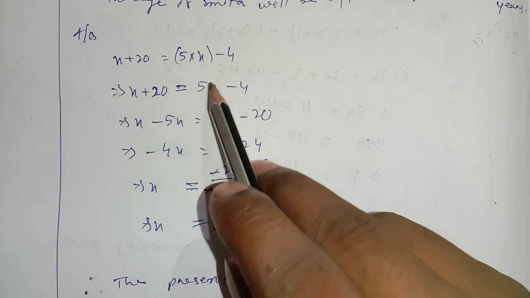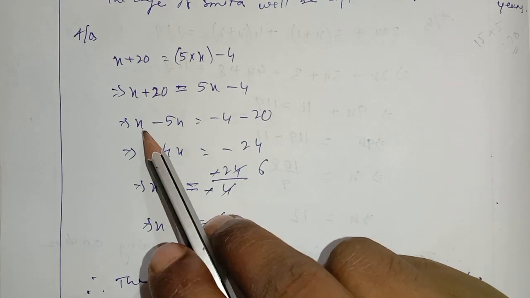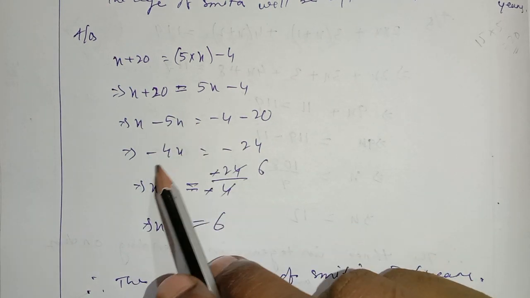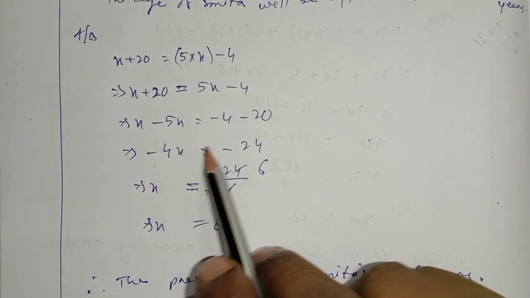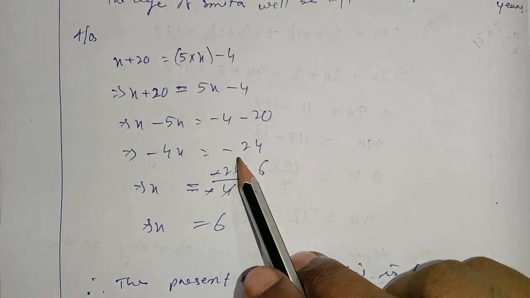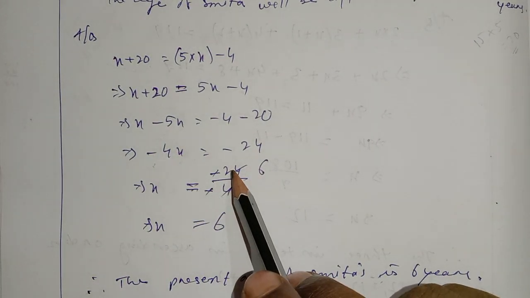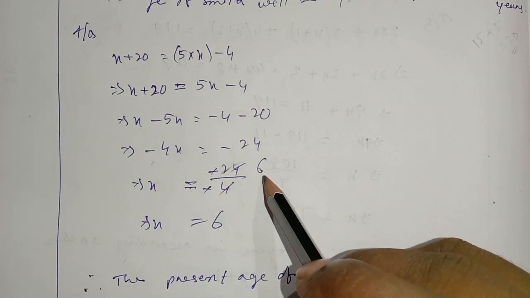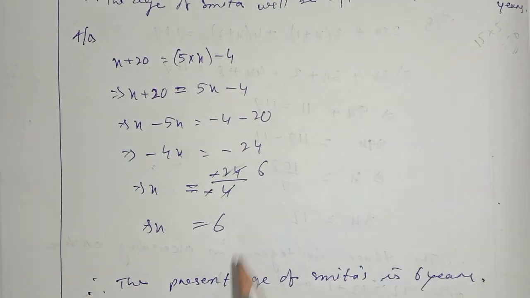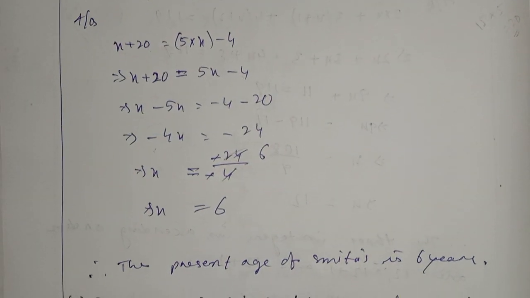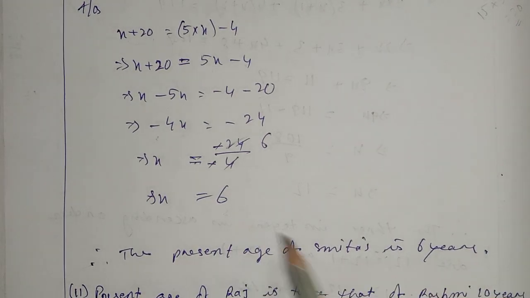Now 5x is positive, so on the left-hand side it becomes negative, and minus 4 becomes positive on the left side as negative. So x minus 5x is minus 4x, because the bigger number is negative, so the sign remains minus. Now minus 4 and minus 20 gives minus 24. Then 4 comes to this side and we divide, the minus signs cancel. 24 divided by 4 gives 6. So x equals 6. x means the present age. Therefore, the present age of Smita is 6 years.